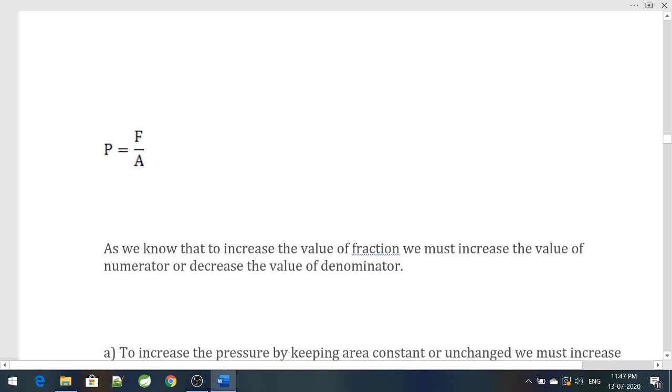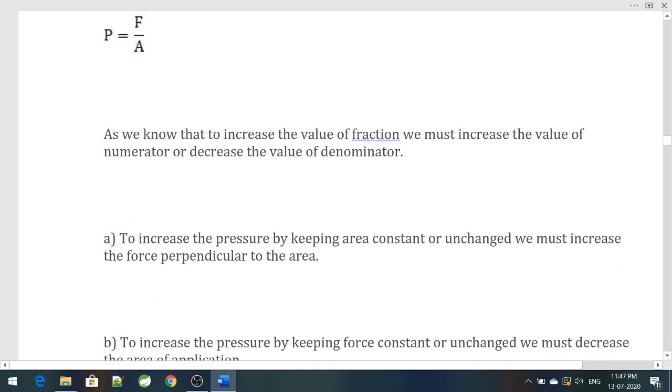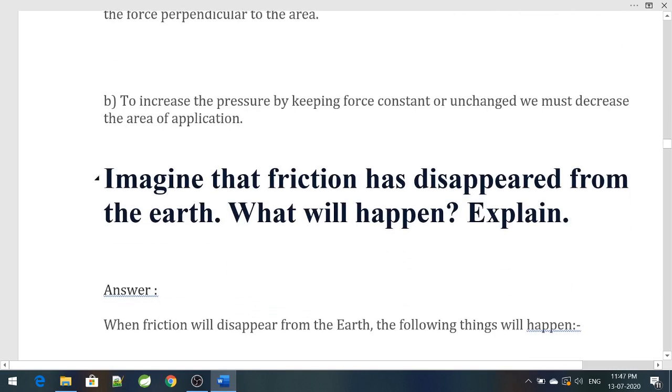And here, what should we do? To increase the pressure by keeping the area constant, the area should be constant, but we must increase the force, perpendicular to the area. Here we decrease the area of application.